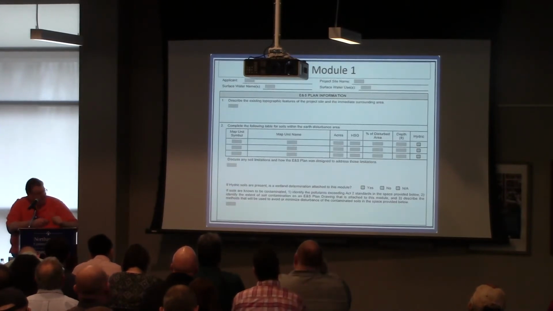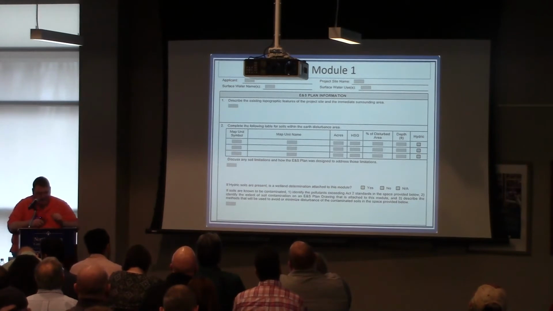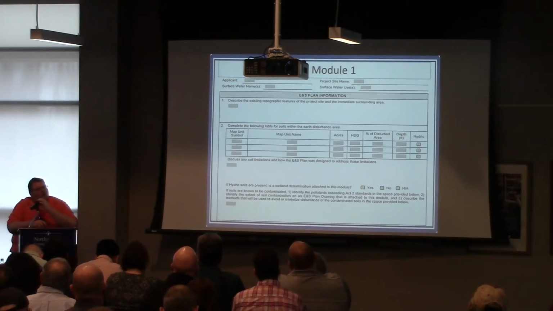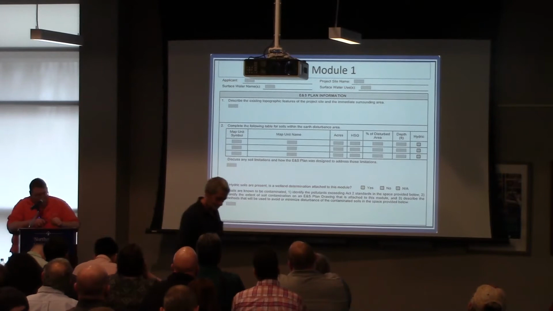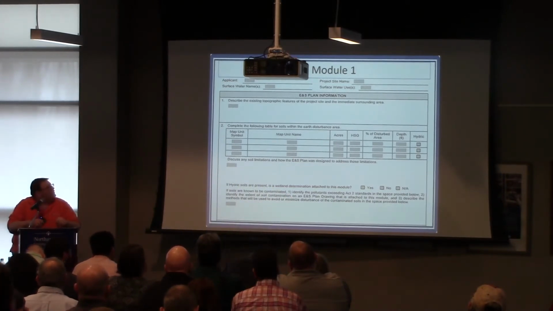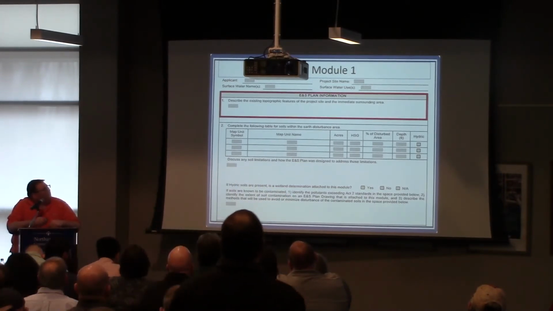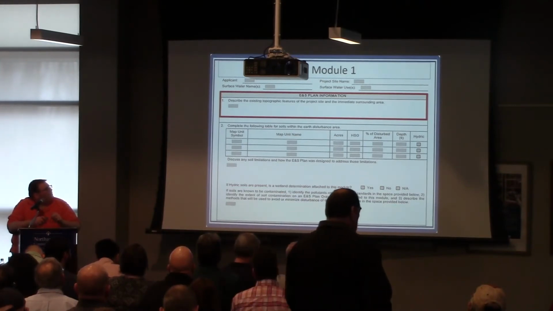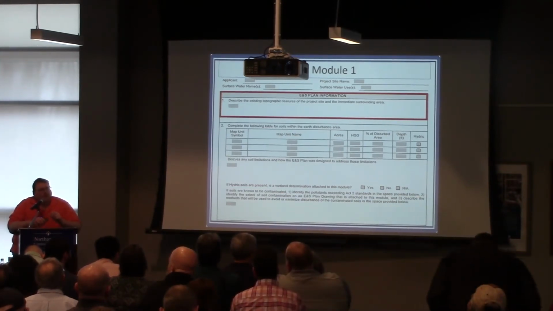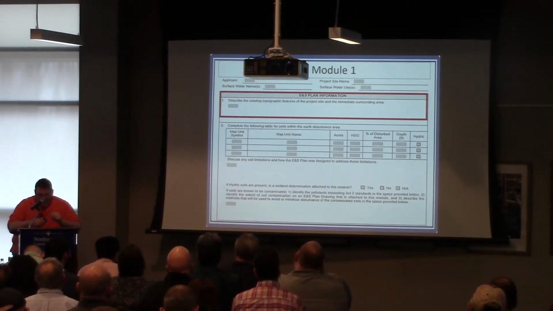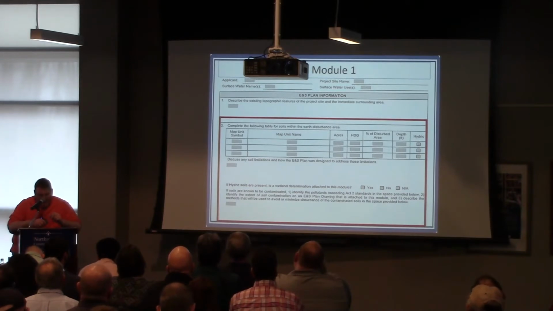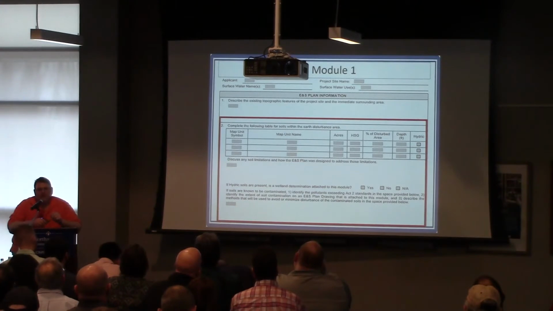So this looks at the actual module and some of the information that you need to provide. Box 1, you're going to need to describe the site, the topography of the site, and the immediately surrounding area. Box 2 talks about the soils, and obviously you're going to be pulling that from the NRCS website, and that's where you're going to put the information.